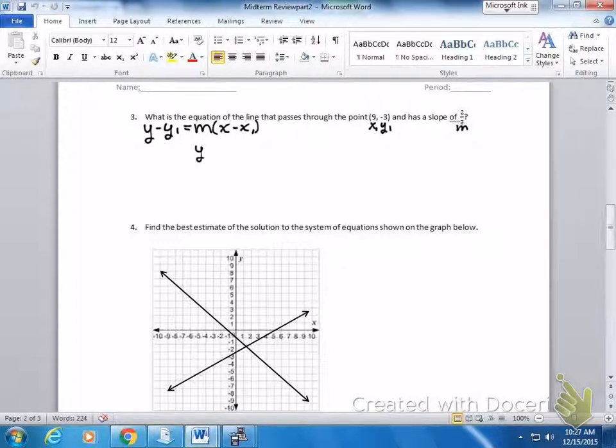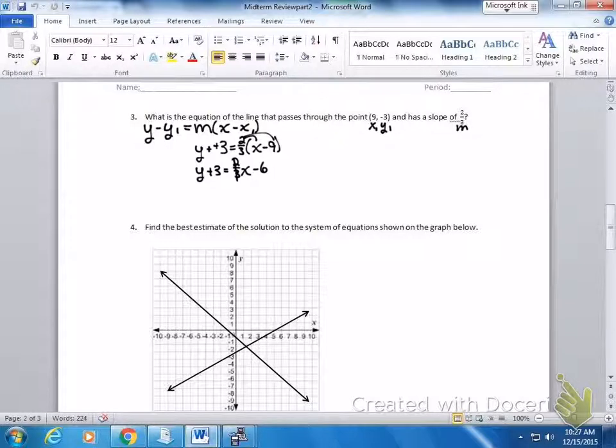So I have y minus y1, which is negative 3, so y plus 3, equals our slope 2/3 times x minus x1, which is 9. Now I can distribute my 2/3. So I have y plus 3 equals 2/3 x. And guys, use your calculator with fractions if you're not sure. 2/3 times negative 9 is negative 6.